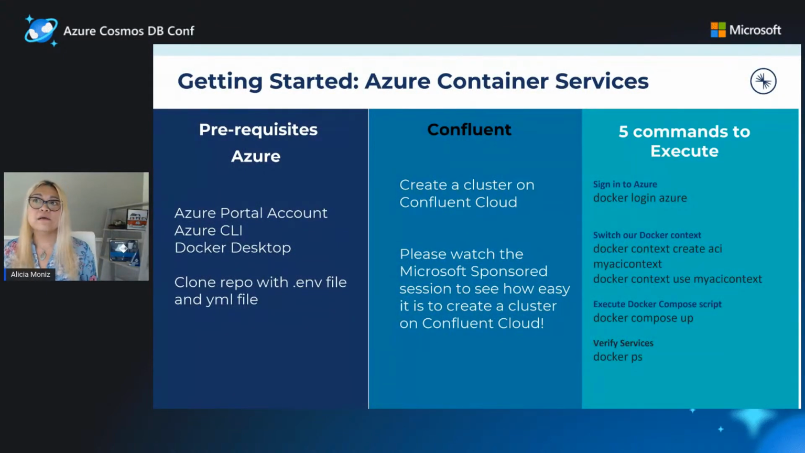To get started, we'll need an account on Azure, Azure CLI tools, and Docker Desktop. Our Getting Started script is available on GitHub. If you'd like to follow along, you can go ahead and clone our repository there. And within the repo is also a sample.env file with our configurations, and of course, our YAML file. Once we're ready, we'll need 5 Docker commands to get up and running.